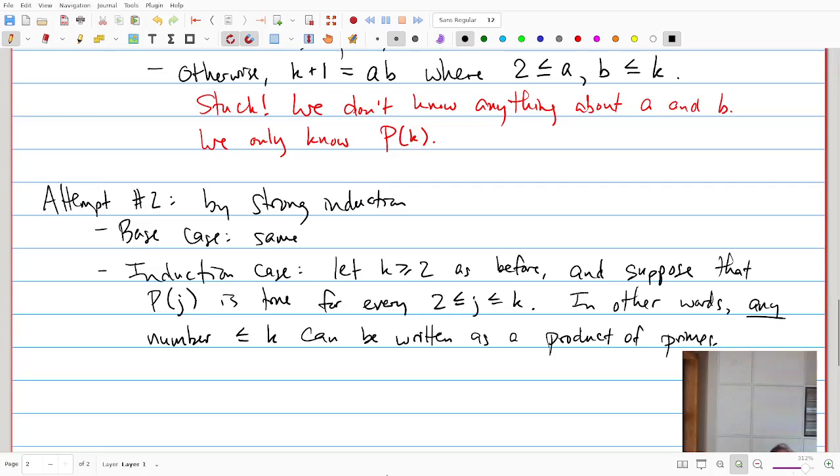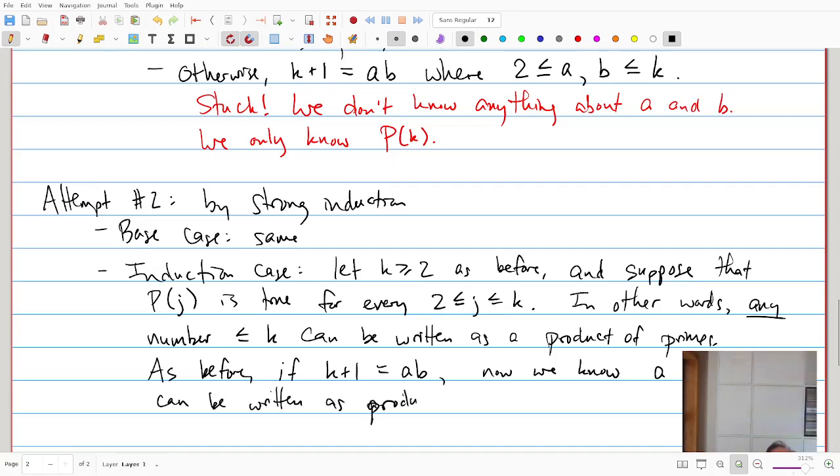And then, as before, if k plus 1 equals ab, now we know that a and b can be written as products of primes. Hence, so can k plus 1.